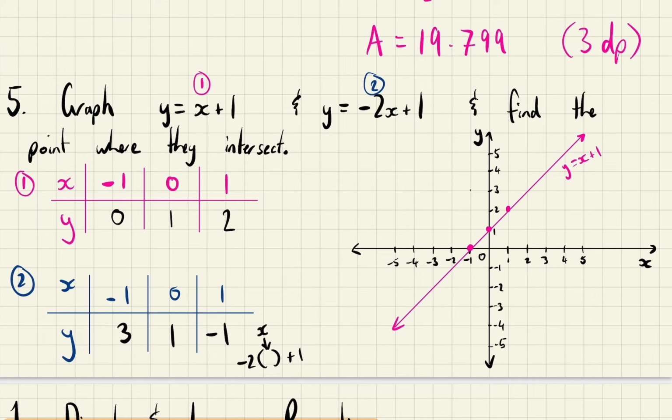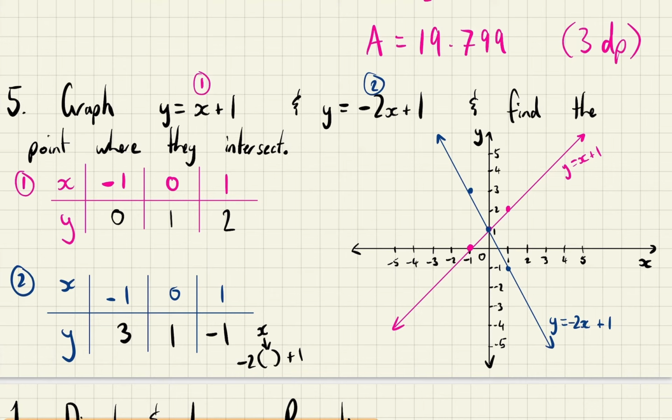So when x is negative 1, y is 3. So that's my first point. At 0, we get 1. And at 1, we get negative 1. Okay. Now I'll connect those dots, like that. Do the arrows, extrapolate it out to make sure that it's all there, because it keeps on going. Just because we've only found 3 points, there's actually an infinite number of points. And then I label the line.